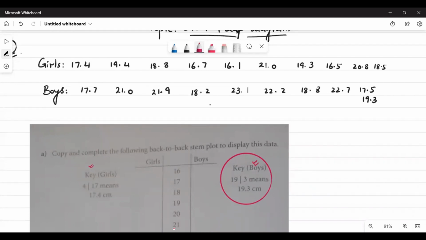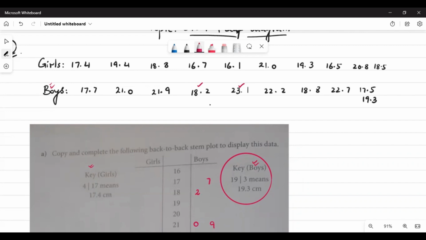I'm looking at the boys' data first of all. The first value is 17.7, so 17 here and 7 here. The next number is 21.0, so 21 here and 0 here. The second one is 21.9, so I can write 9 here because 21 is already here. Then 18.2, 18 and 2.